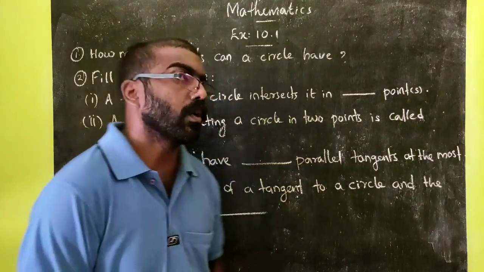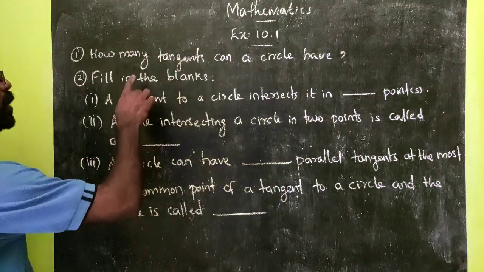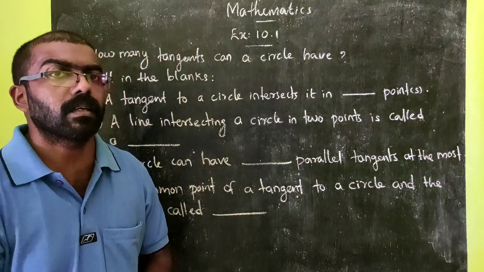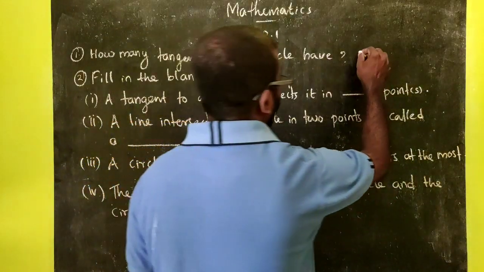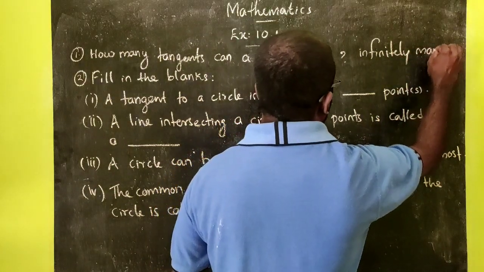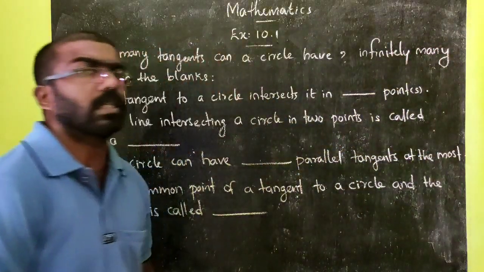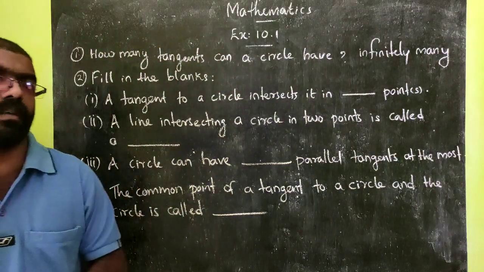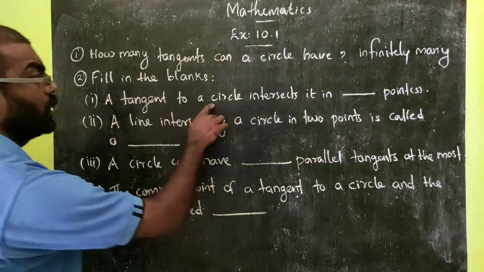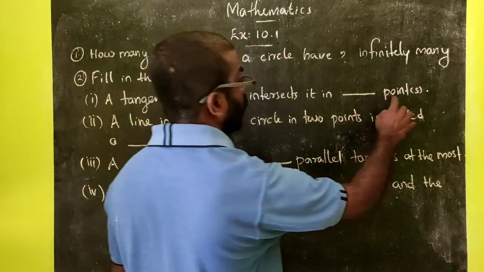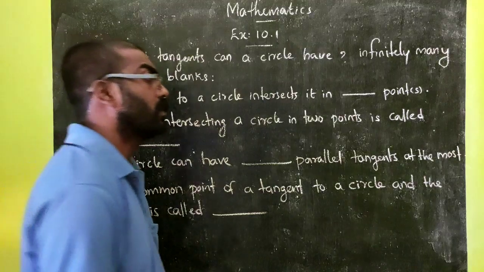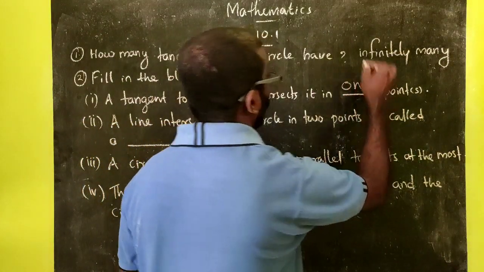Now we move on to exercise 10.1. How many tangents can a circle have? The answer is infinitely many. We can draw infinite number of tangents in a circle. But through a single point we can draw only one tangent. Fill in the blanks. A tangent to a circle intersects it in dash point or points. We know a tangent to a circle intersects it in only one point. So here the answer is 1.